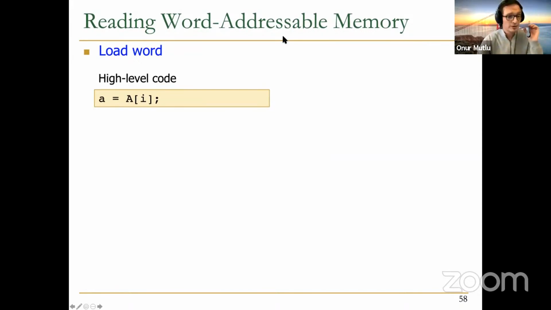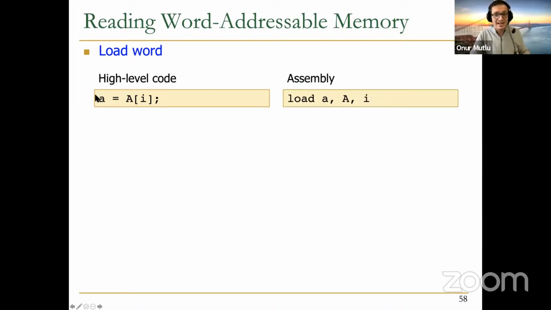So this is load word. High-level code, let's assume that you're indexing an array. The base address of the array is A, a large A, and the thing you're indexing is at I, and the variable is going to be stored in the a variable over here. So you take array A and take the word in location I of array A and then store it into this little a variable.